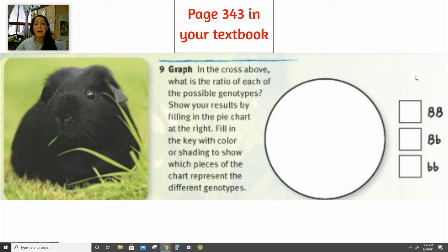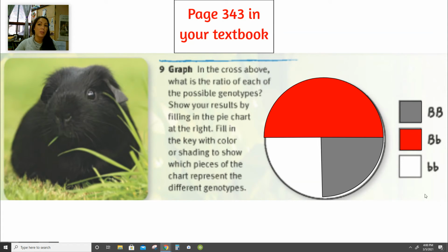Fill in the key with a color or shading to show which pieces of the chart represent different genotypes. If all you have is a pencil, you can just do different shading patterns, like a full shade, a blank, and then a shade maybe with hash marks or dots in it. But for my example, I'm going to use gray for capital, red for capital lowercase, and white for lowercase. And I'm shading mine in.